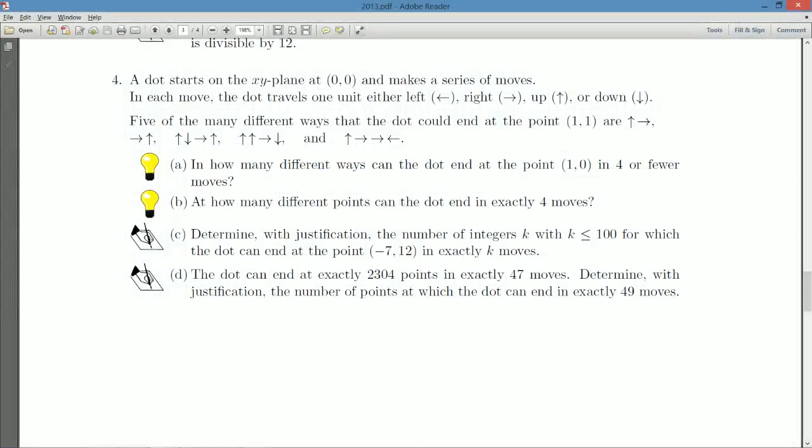So that's how many different ways the dot can end at the point 1, 0 in 4 or fewer moves. If we had 5, that's another odd number. There'd be more possible things, more sequences of ups, downs, lefts, rights that we could be trying. All right, B. At how many different points can the dot end in exactly 4 moves? Okay, so in exactly 4 moves.